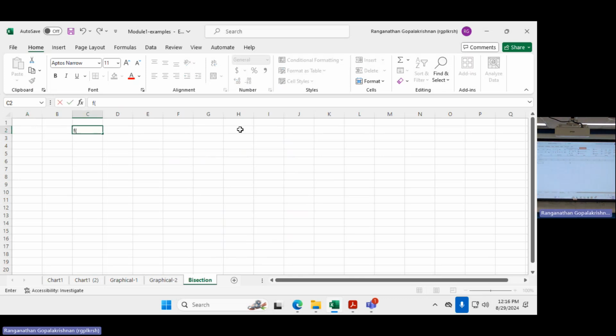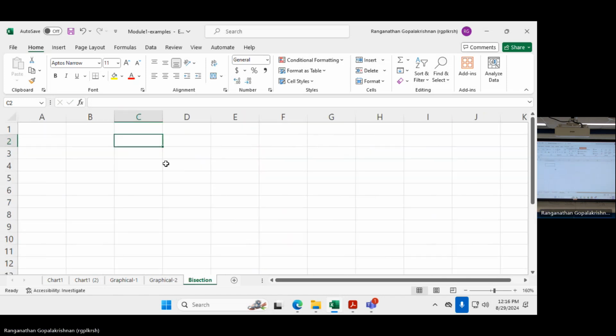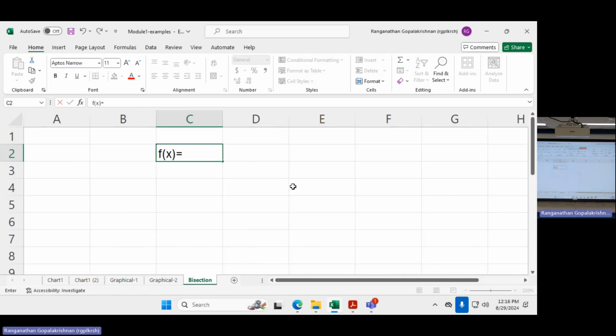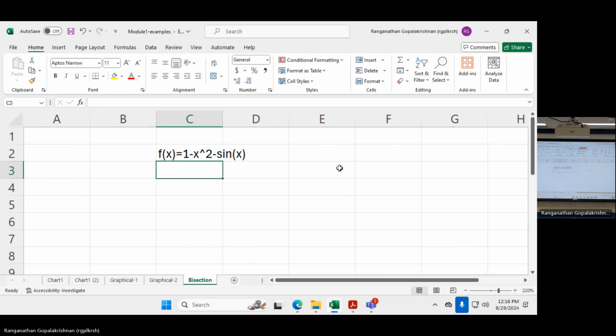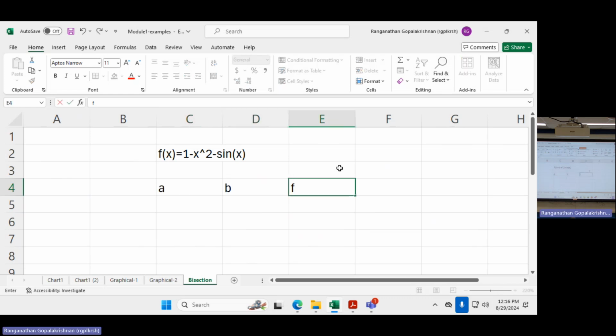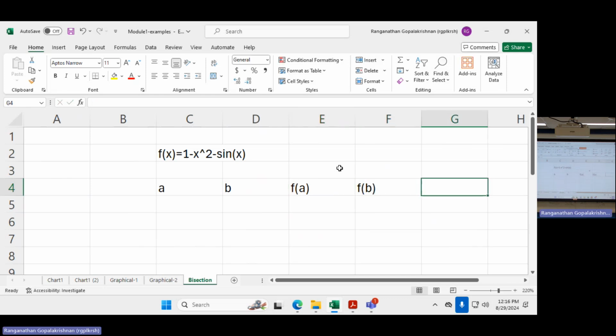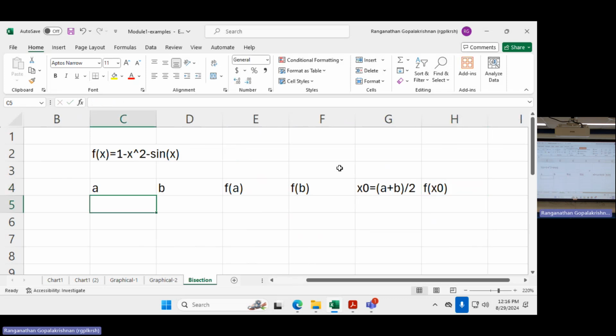So just to note, our function f of x is 1 minus x squared minus sine of x, just to refresh our memory, okay? You have this in your notebook, right? So you can tell me what the columns are, in what sequence to build the columns. What is the first column? A, B, f of A, f of B, x naught, which is (a plus b) over 2, the midpoint, and then f of x naught. Simple enough, right?